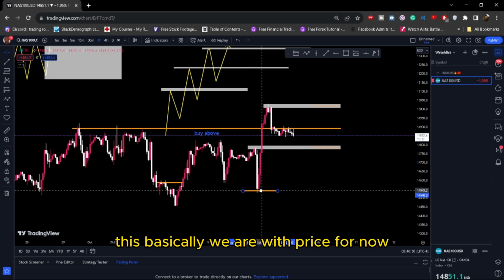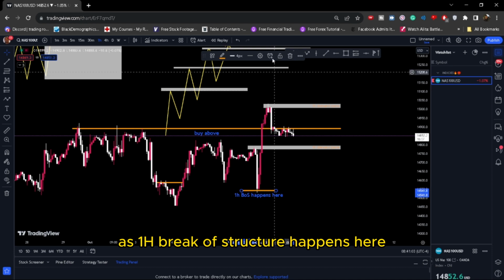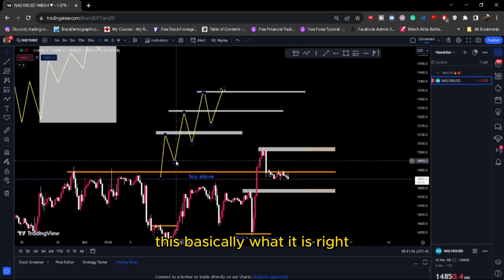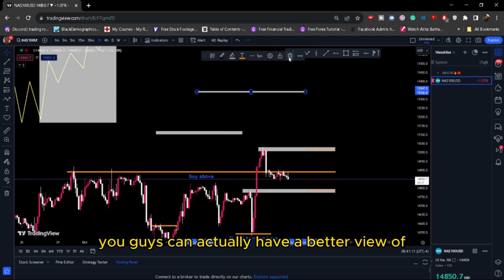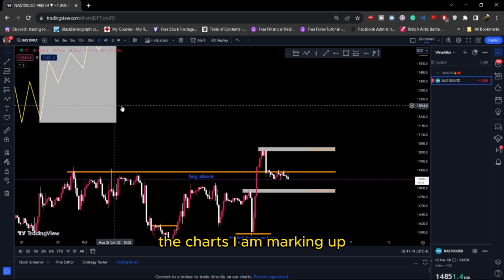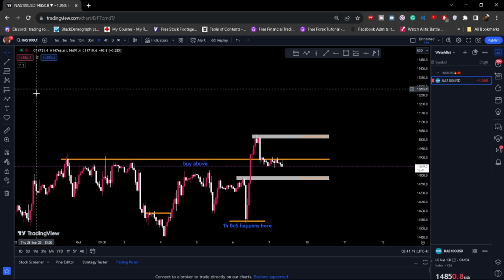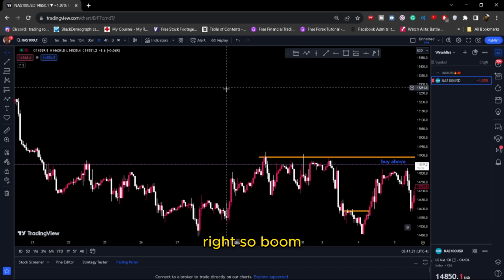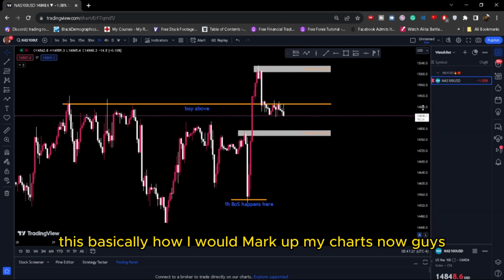So essentially, guys, this is basically where I would wait for price for now. So I'll be looking for a 1 hour break of structure to happen here, right? This is basically what it is. So let me delete this, so you guys can have a better view of the charts I'm marking up. So boom, this is basically it right here.